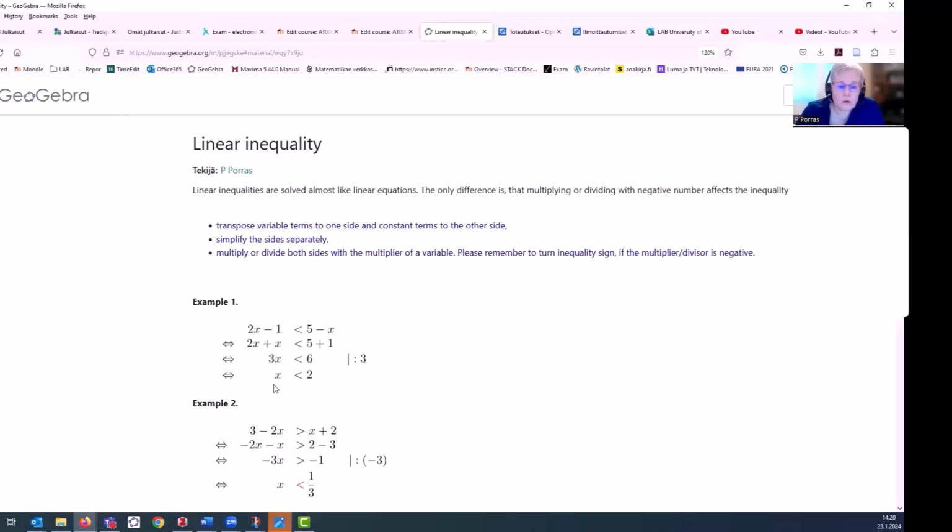And if you want to check your result, you, for example, take the value 0, which is less than 2, put it here and put it here. The statement: -5 less than 5, -1 less than 5. It's true. So probably our result is correct. If you want to double check, use, for example, the number 3. Here you are going to get 5. Here you get 2. 5 less than 2, false. So based on this, we could say this result is correct.